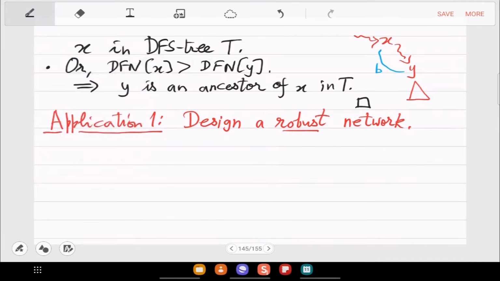What does that mean? So suppose you want to connect cell phone towers in a way that if one of the cell phone towers breaks down, still the connectivity is not lost. Okay, so this is what is meant by robustness. So as long as only one tower breaks down, the connectivity is there. But if two of them break down, maybe then it becomes disconnected. Okay, so we call such graphs bi-connected.